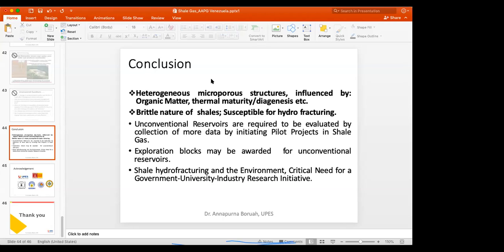So are there any industries familiar with shale gas in India? Yeah, the first shale gas pilot project was carried out in Raniganj field by ONGC. Then in Cambay Basin also, a pilot project was carried out by ONGC. And now SR Oil, that is SR, is also planning for shale gas exploration.